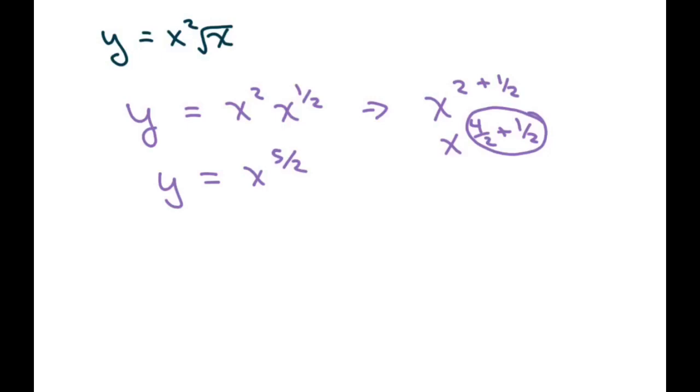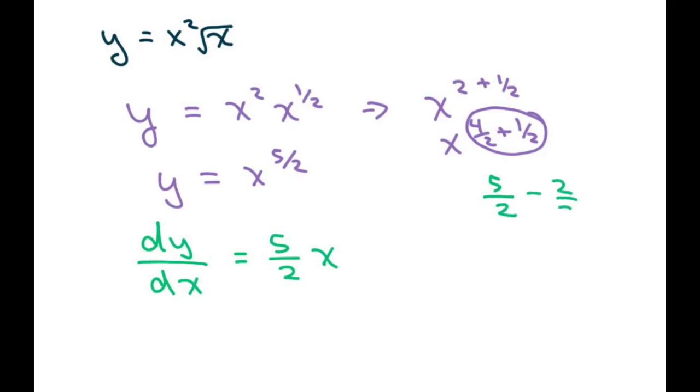Now, differentiating this, we're differentiating y with respect to x. This equals 5 over 2 x, and you subtract 1 from 5 halves. This would be minus 2 over 2, so this would be to the 3 halves. And you can leave it like that, or you could write it as square root of x cubed.